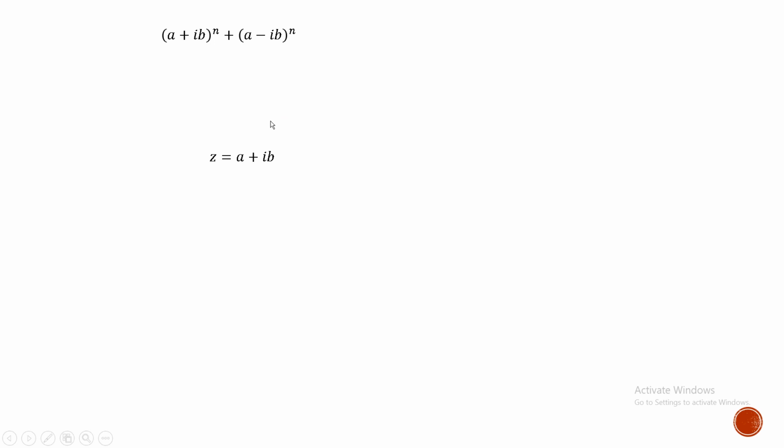To convert a complex number into its polar form, first of all we need its modulus. Modulus is nothing but r. So first we have to find the r value. r is the square root of real part square plus imaginary part square. So r is equal to square root of a square plus b square. It's very simple. After finding the modulus, we have to find the argument. To find the argument, we have the formula: theta is equal to tan inverse of b by a.